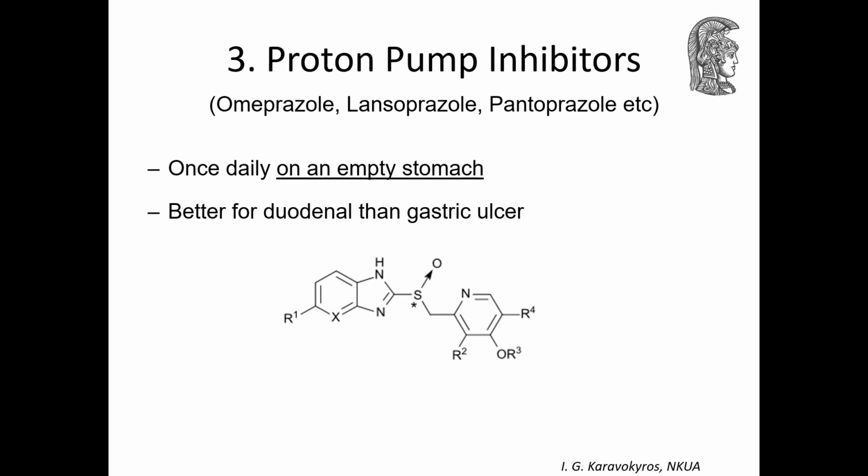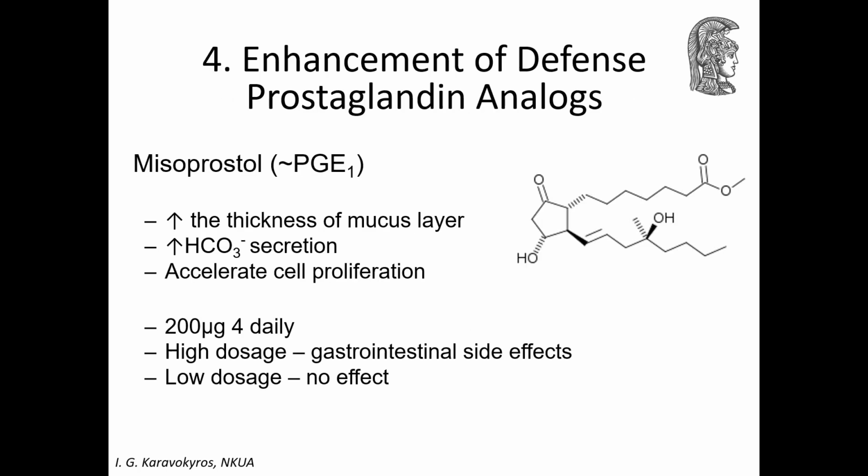A single dose of proton pump inhibitors on an empty stomach abolishes completely acid secretion from parietal cells. Effectiveness appears to be greater in duodenal ulcers. In uncomplicated gastric ulcers, where the cause is insufficient mucosal defense, H2 receptor antagonists, high-dose PPIs, and low-dose PPIs, are all equivalent. An alternative therapeutic target is enhancing mucosal defense.